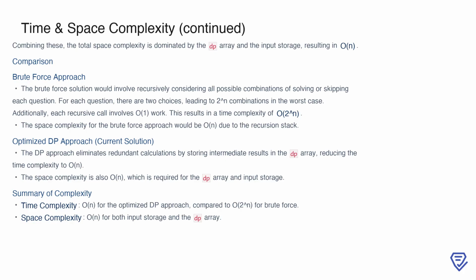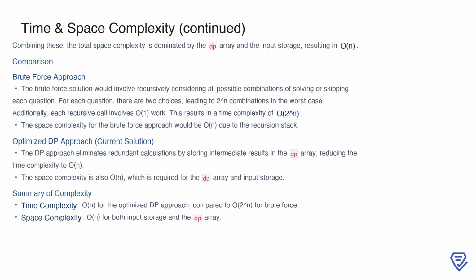To put this in perspective, let's compare our dynamic programming approach with a brute force solution. A brute force method would recursively evaluate all combinations of solving or skipping each question. Since there are two choices per question, this results in 2 to the power of n combinations in the worst case. Each recursive call performs O(1) work, leading to a time complexity of O(2^n). The space complexity of the brute force approach would be O(n) due to the recursion stack. In contrast, our DP solution avoids redundant calculations by storing intermediate results, reducing the time complexity to O(n), while maintaining a space complexity of O(n).